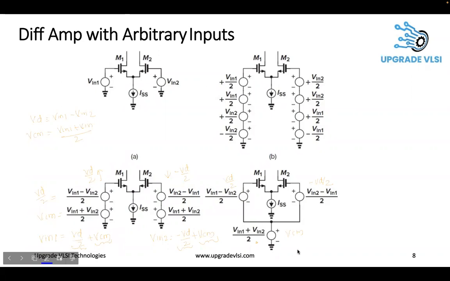Any questions on this? This diagram is exactly the same one, split into different components. Common mode will be like the biasing voltage only, right? When you combine all this, it is exactly Vin1 and Vin2. You are only representing Vin1 as a common mode and differential: Vin1 is V common mode plus V differential by 2, and similarly Vin2 is common mode minus Vd by 2.